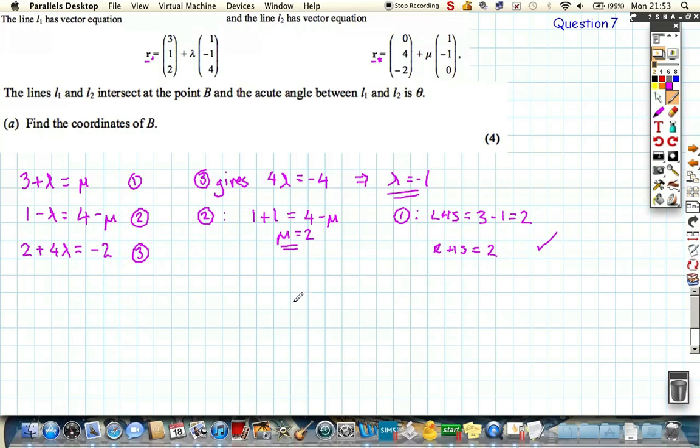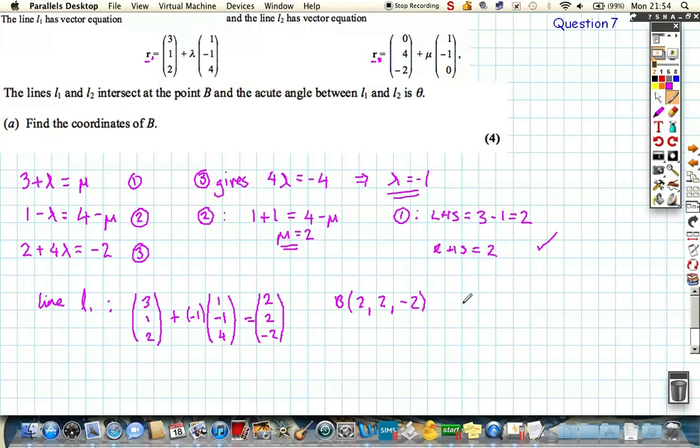Okay, so to find the coordinates, we know the value of lambda and mu, we just have to stick it into one of these. Doesn't matter which one. So let's look at line L1. What do we get? We get the column vector 3, 1, 2, plus, well, it's actually minus 1, multiplied by the direction vector of that line, minus 1, minus 1, 4. And then if we put these together, 3 take away 1 is 2, 1 minus minus 1 is also 2, and 2 minus 4 is minus 2. So we get the position vector of B. So B has coordinates 2, 2, minus 2, if you want it in a Cartesian coordinate form.